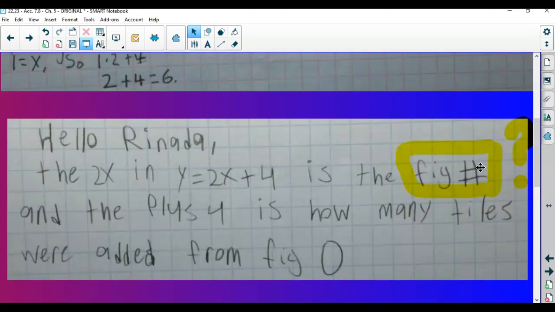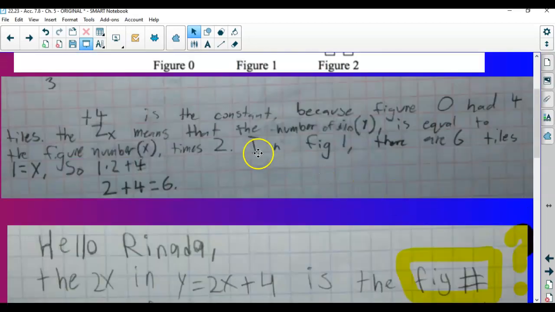I think somebody just wrote it wrong. I think they probably know it. If I ask them, hey, what's the figure number? They'd probably say, oh, x is the figure number, 2 is what it grows by. But be careful, that's just kind of a misspeak, right? So I love what Noah had written about the growth being 2. We do 2 times the figure number.